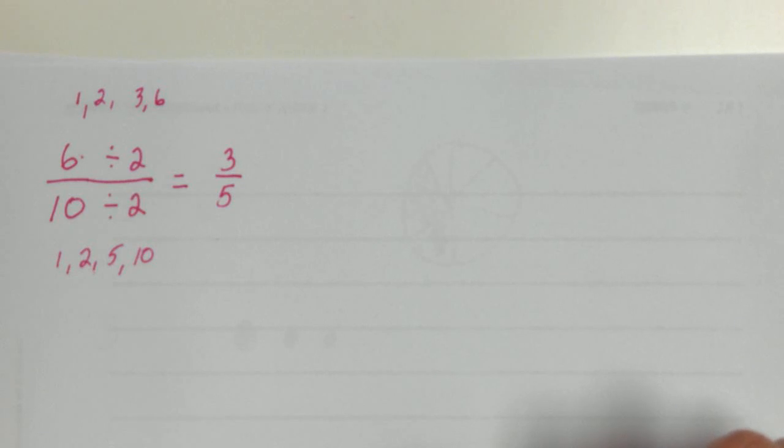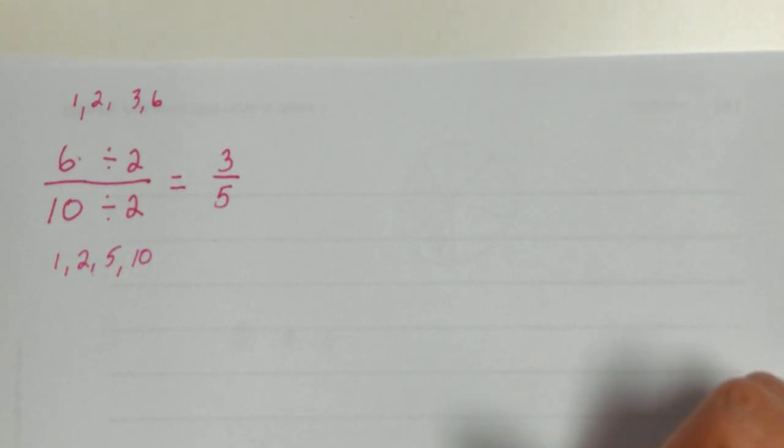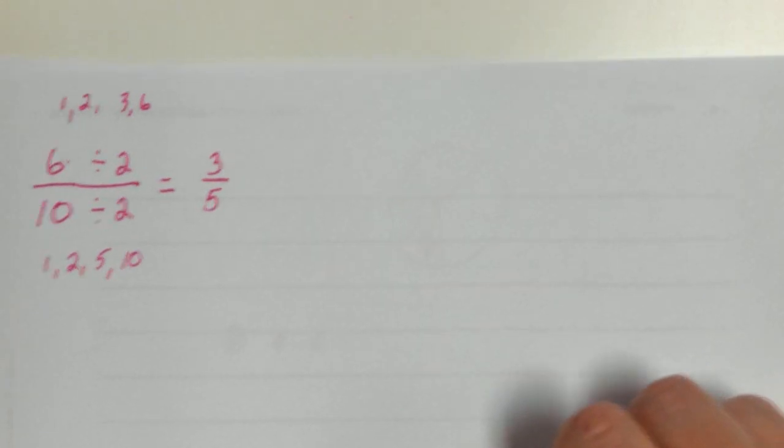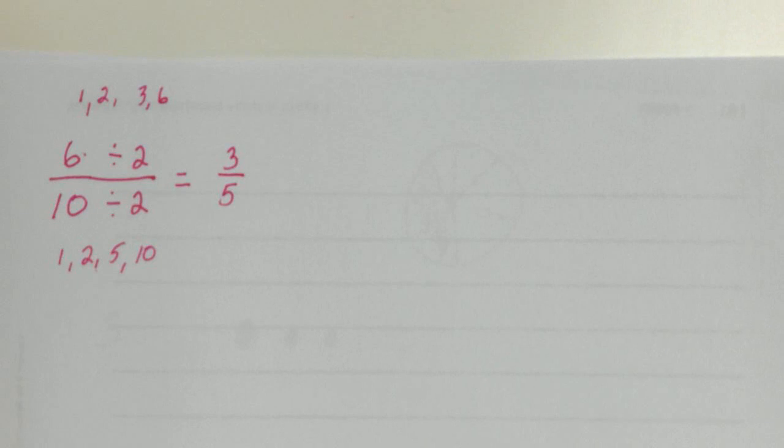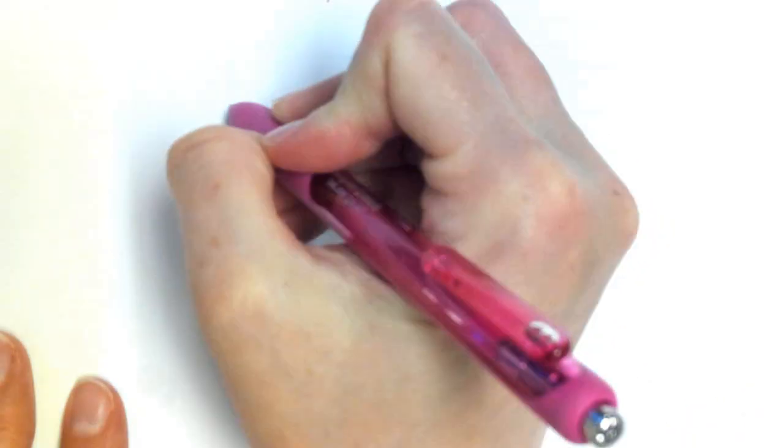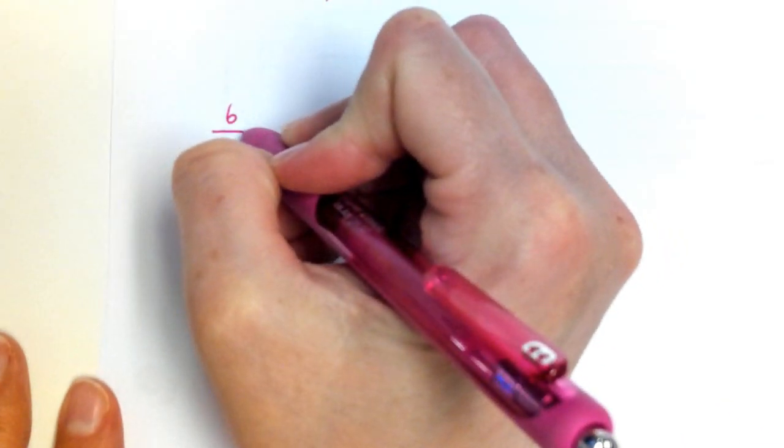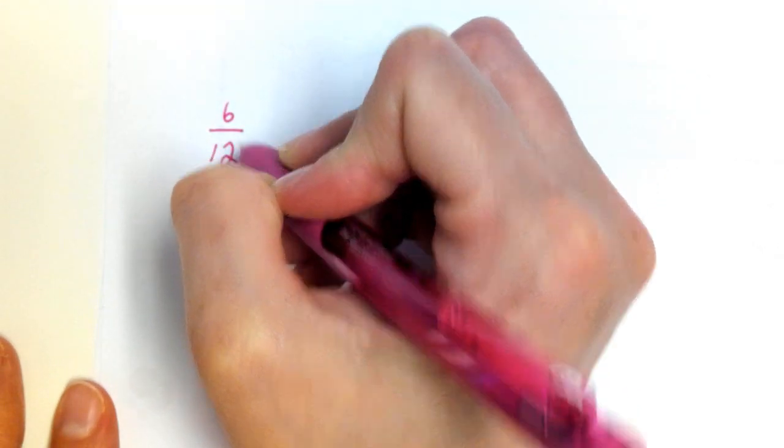Say it loud. What do you call it? Yeah. Why do you think we call it simplifying? Because I'm making my numbers smaller. Because smaller numbers are simpler to work with. So I'm simplifying it. All right. So write that on your paper.